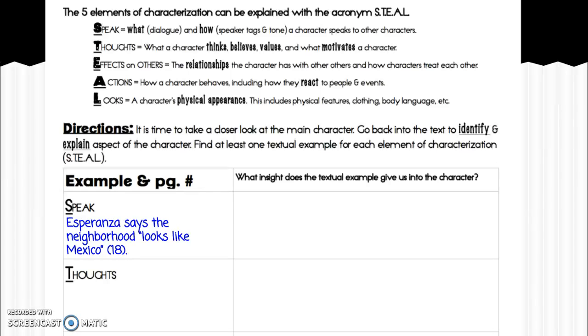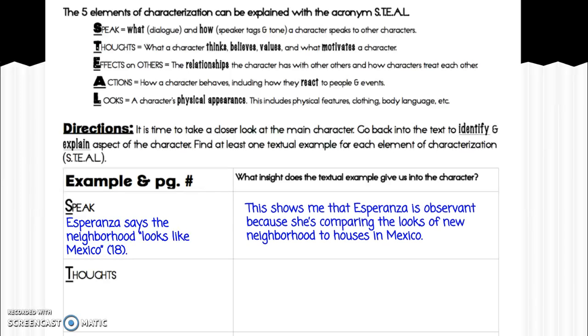So what she said, looks like Mexico. What insight does the textual example give us into this character? Well, this shows me that Esperanza is observant because she's comparing the looks of her new neighborhood to houses in Mexico. So on the left-hand column, you're looking at what she's saying. I need an example and a page number, so make sure you're including page numbers. And on the right-hand column, you're going to talk about the insight the textual example gives us into the character. So what does that tell us about the type of character that they are?